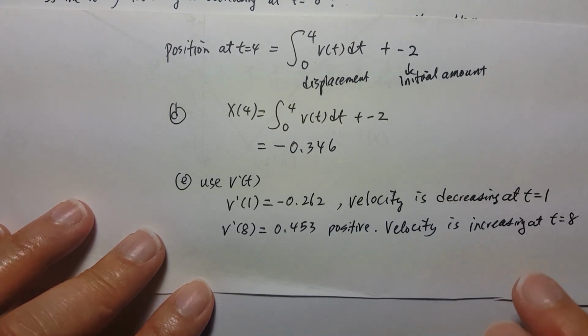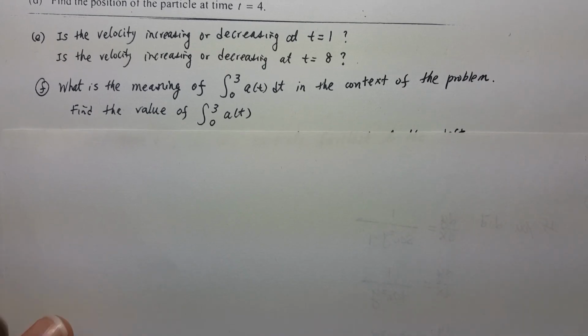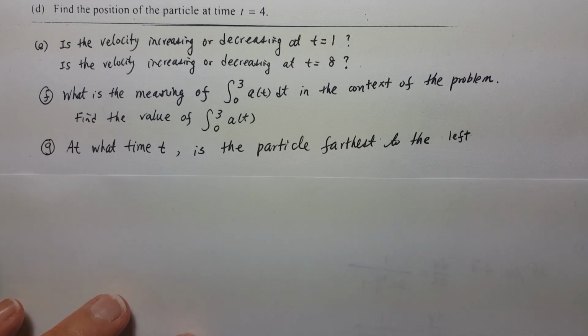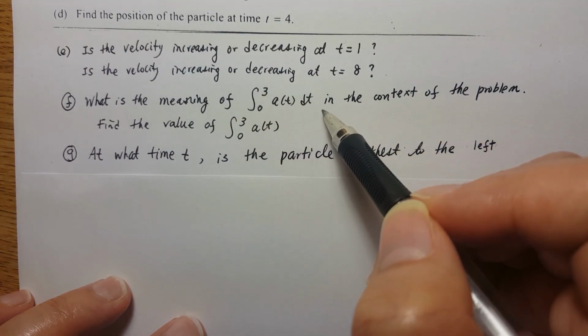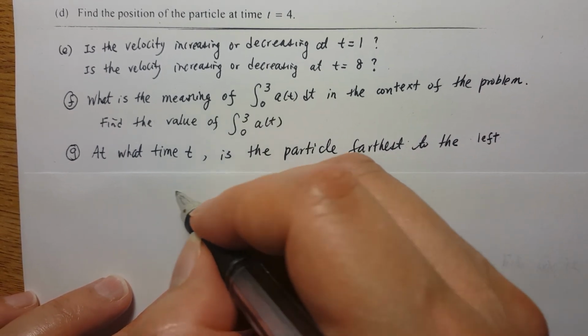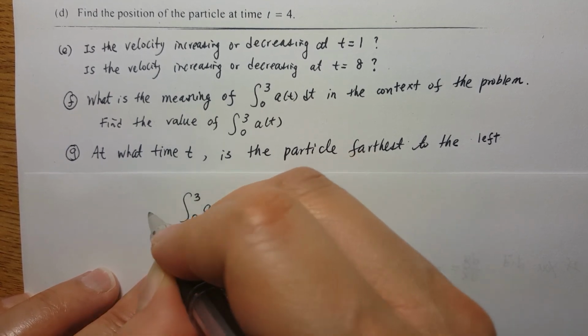So we finished part E. Let's go to part F. Okay, part F. What is the meaning of the integral from 0 to 3 of a(t) dt in the context of the problem? Find the value of this. So now we are going to see the integral from 0 to 3 of a of t dt and see what it means.